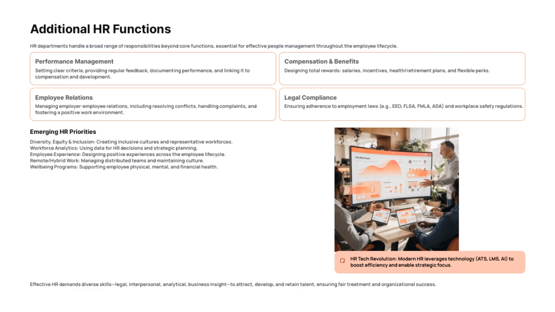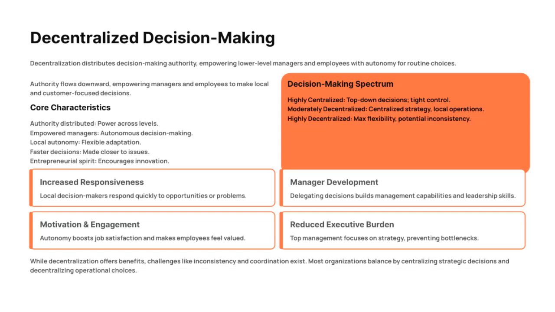attract and retain talent. Performance management is equally important. Setting clear criteria, providing regular feedback, documenting performance, and linking these to compensation and development are key to employee growth and organizational success. Lastly, HR departments handle a broad range of responsibilities beyond these core functions. They play a vital role throughout the employee lifecycle, ensuring that people management practices support the overall goals of the organization. While decentralization offers many benefits, it also comes with certain challenges, such as inconsistency and difficulties in coordination.